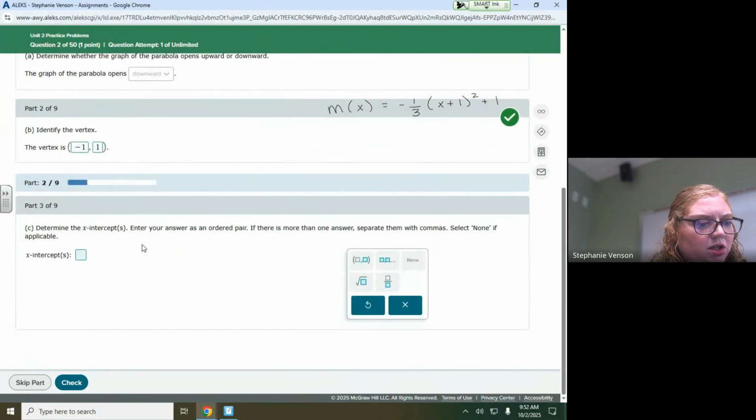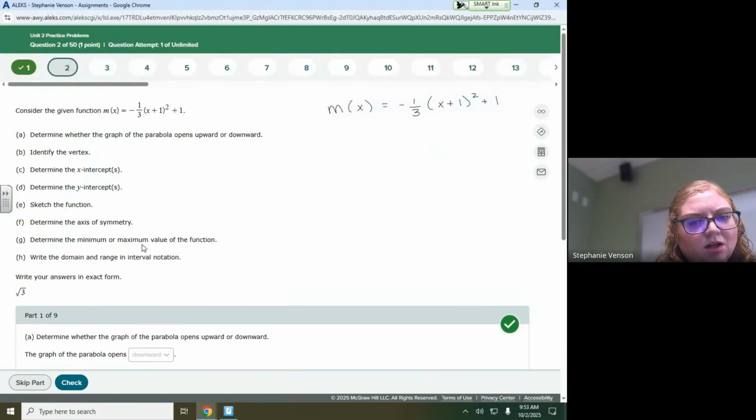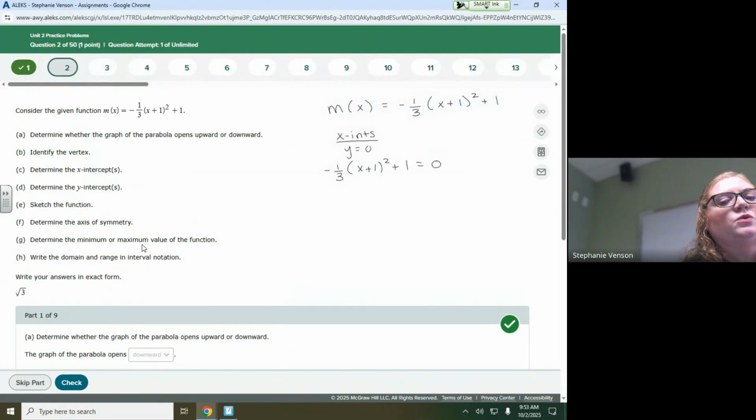No, I hate that it pops back up to the top every time you answer one. It drives me bananas. Okay, determine the x-intercepts. I'm going to come do that up here. So x-intercepts are where we set y equal to 0 or set the function equal to 0. So we have negative 1/3 times x plus 1 squared plus 1 is equal to 0. So negative 1/3 times x plus 1 squared equals negative 1.